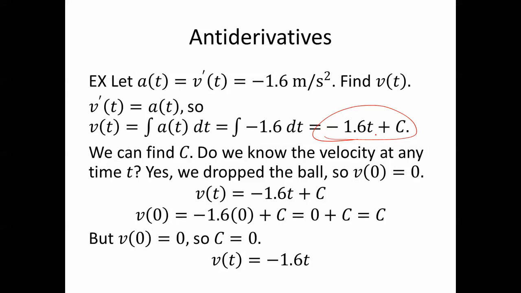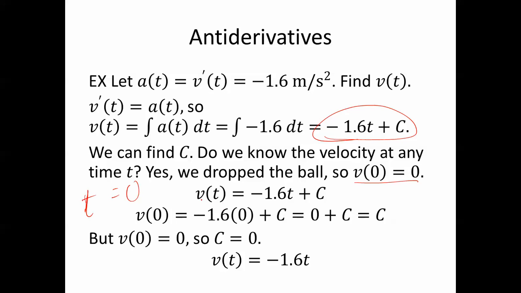Do we know the velocity at any time t? Do we know it at t equals 1? No. t equals 10? No. But we dropped the ball. So we know the velocity at time t equals 0 is 0. We have this initial velocity. So what we do is plug in t equals 0.